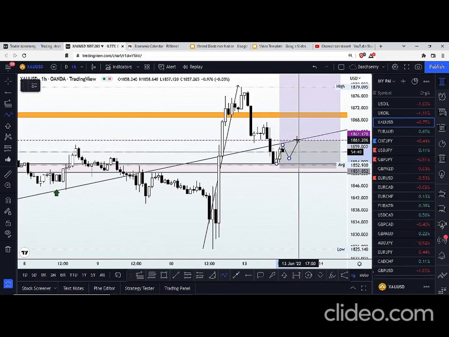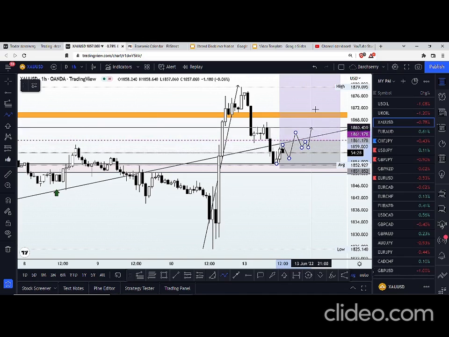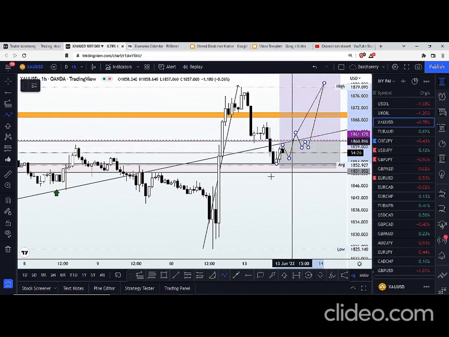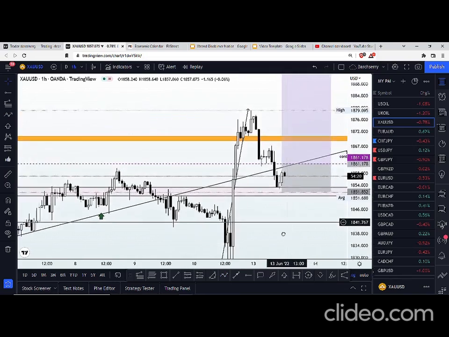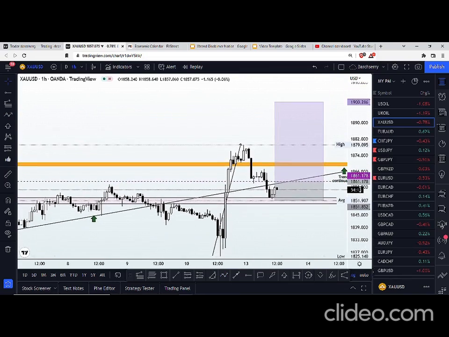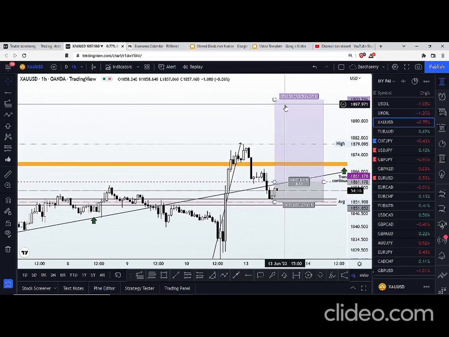Then we look out for a breakout of structure, which might also coincide with the breakout of this bullish trend line. Then a retest of structure, all this on a lower time frame. Then we look for a pattern that supports a trend continuation to the upside. So we have our entry point right at $1,861.200, and we would be looking out for a take profit target at $1,900.